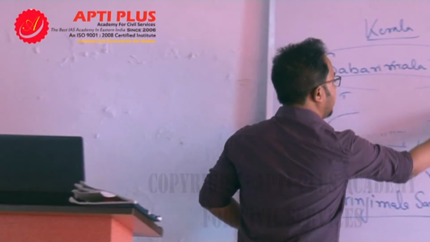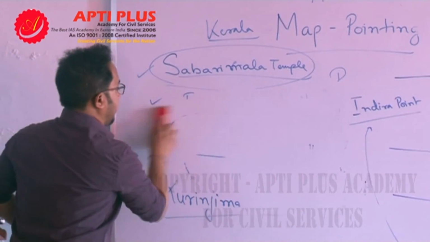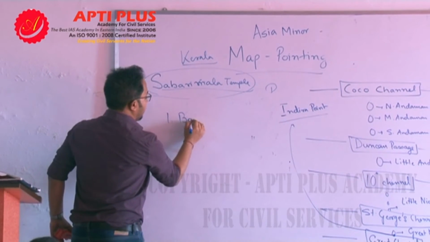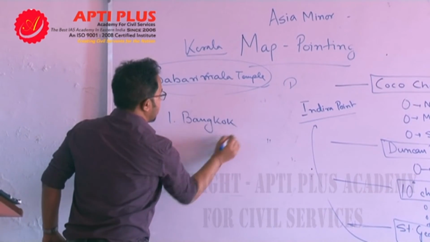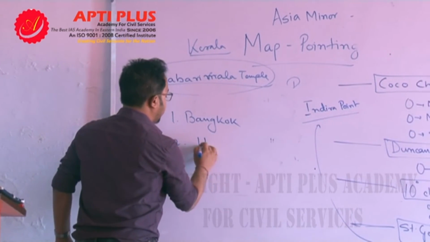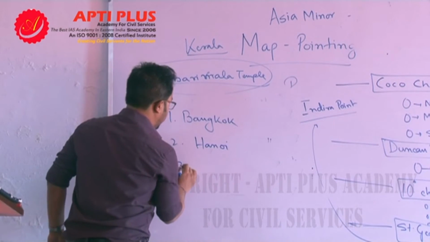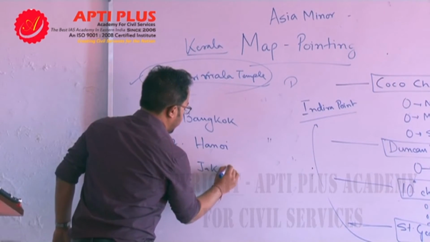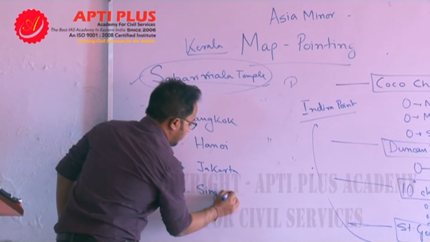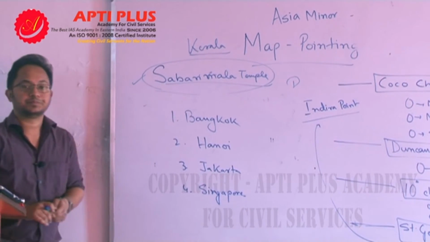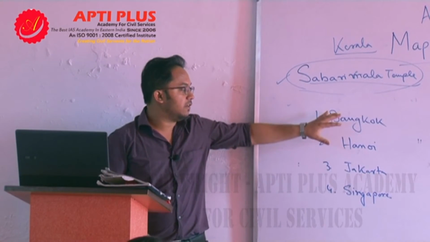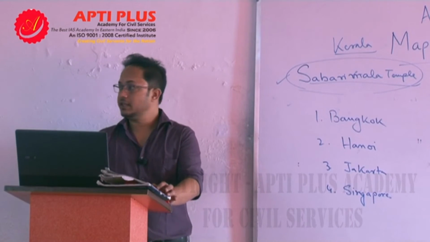So over here, the options that were given, you had Bangkok. You had four options or four cities given: Bangkok, Hanoi, Jakarta and Singapore.